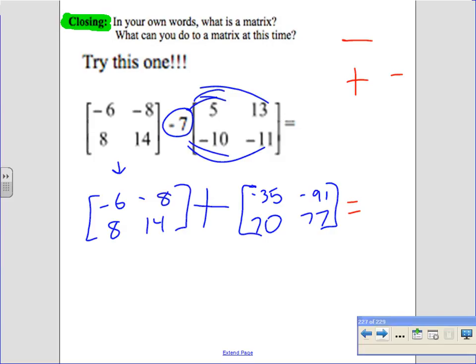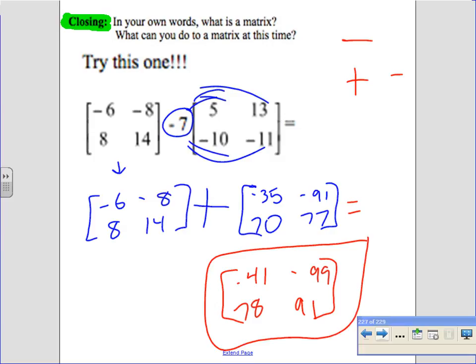Yes. Okay, so let's finish this off. What is negative 6 plus negative 35? Adam? Good. What's negative 8 plus negative 91? Charles? Good. What's 8 plus 70? This one's real tough. 8 plus 70? I'm kidding. Mary? Good. 78. What's 14 plus 77? Justin? Good. 91. So there's our final answer.